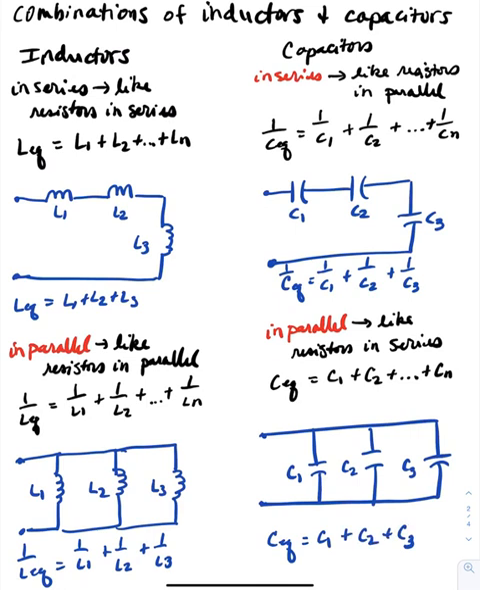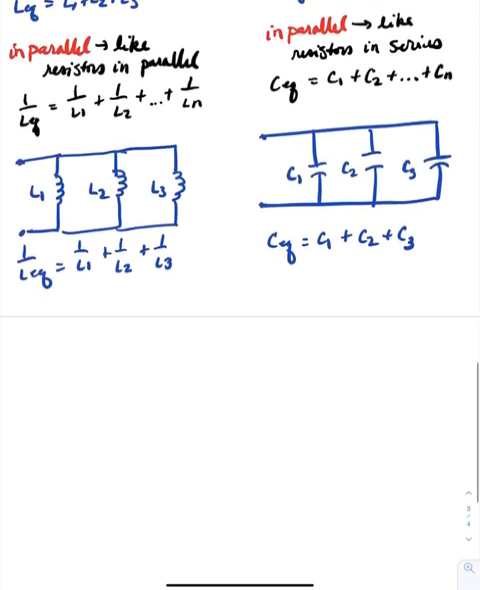If you have two capacitors in series or two inductors in series, you can use the product of the two over the sum of the two to find the equivalent value. So everything still holds.